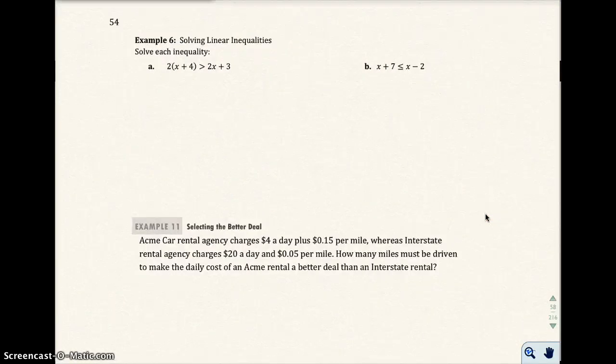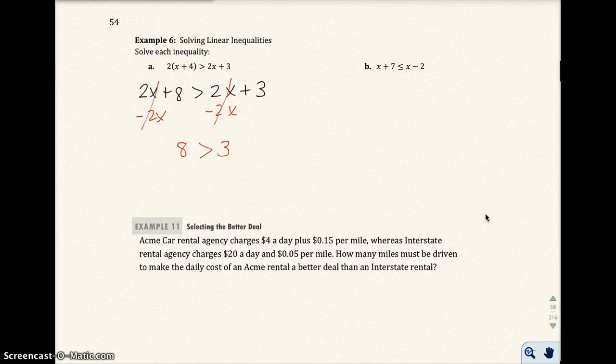Let's go and do 6a. If I were to solve this, I get 2x plus 8 is greater than 2x plus 3. And I try to get the x on the left-hand side. What happens here is I get this to go away and this to go away. I get 8 is greater than 3. Isn't that always true?